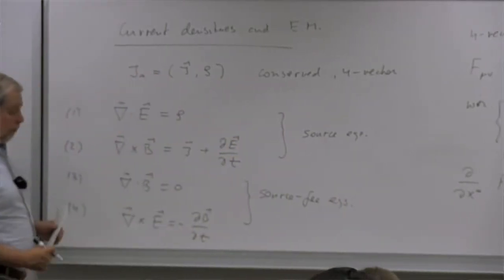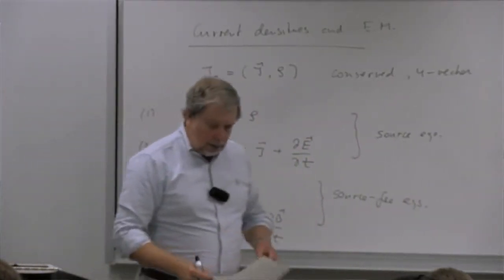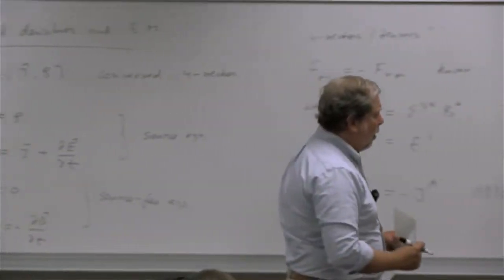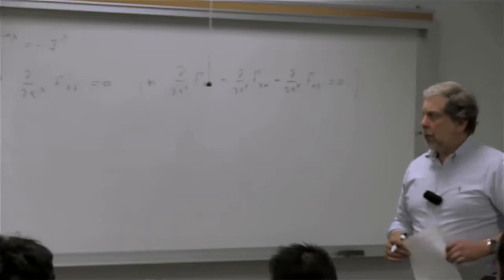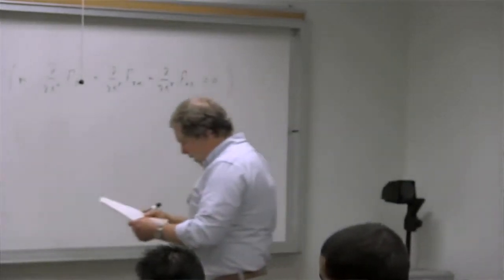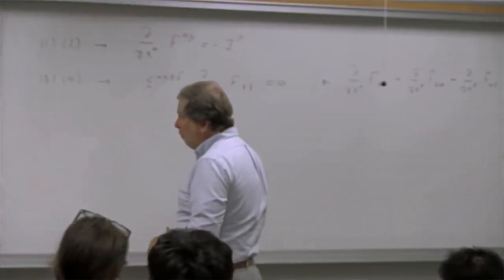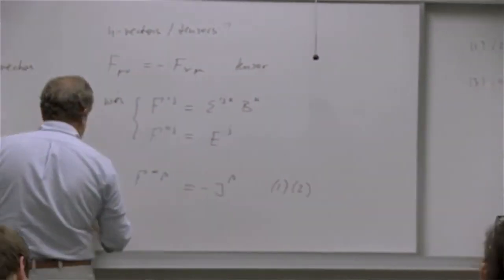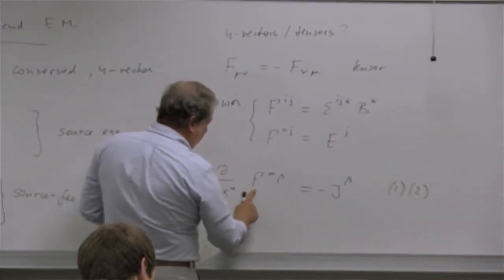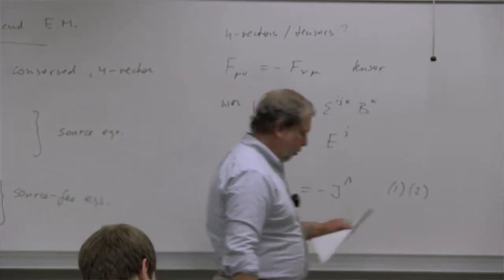Source-free equations. So that's kind of neat that you can rewrite Maxwell's equations in a form that involves these 4 vectors. And this J is a 4 vector. This is a 4 vector. And so we expect this object to be a 4 vector too.